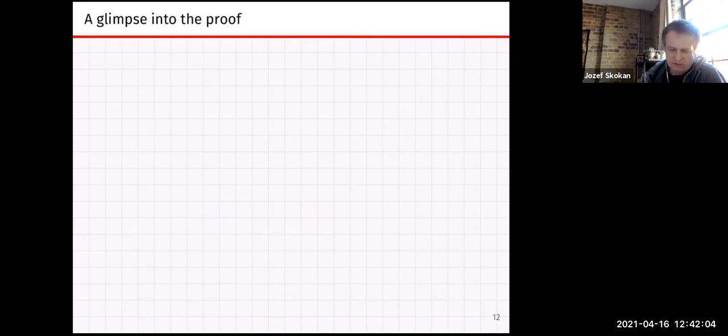All right, so let me try to give you the proof. I take a graph G which has minimum degree at least n over 3, and I will assume it's non-extremal.